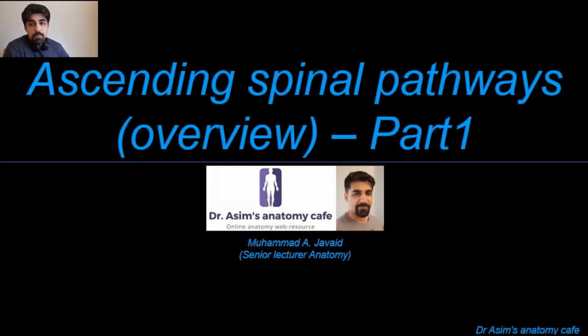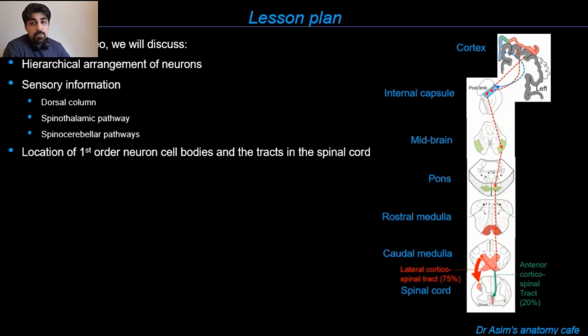This is our first video on the sensory or the ascending spinal pathways. As part of this video, we will discuss the hierarchical arrangement of neurons within the sensory pathways, including the first order, second order, and the third order neurons. We'll talk about the type of the sensory information which is carried by the three major sensory tracts, which include the dorsal column, the spinothalamic pathway, and the spinocerebellar pathways.